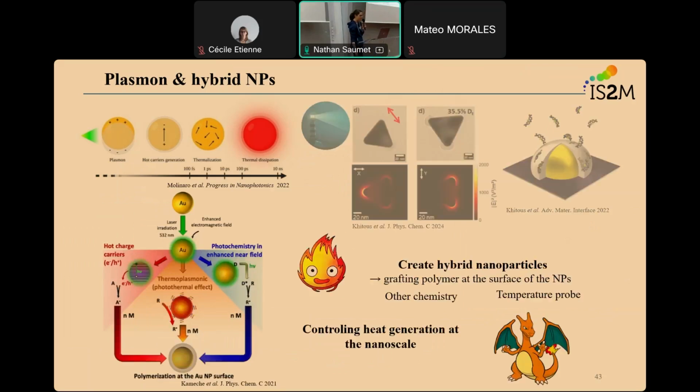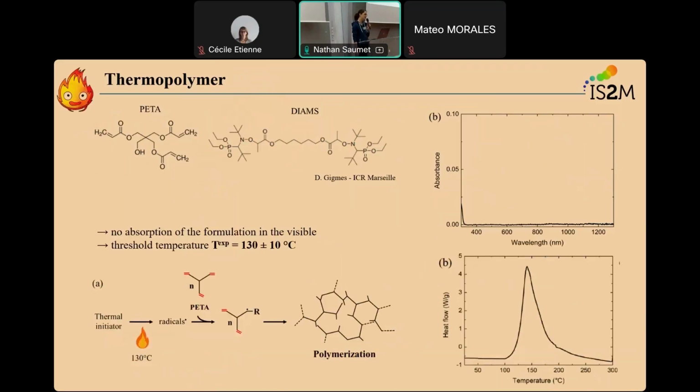So I started this field of research trying to create hybrid nanoparticles based on the grafting of polymers with heat on a substrate. It has the advantage of using other chemistries than photochemistry. It can be used to create temperature probes at the nanoscale. So here we are going back to chemistry, but let's say it's simple chemistry. It's still polymerization. And I mixed only 2 components.